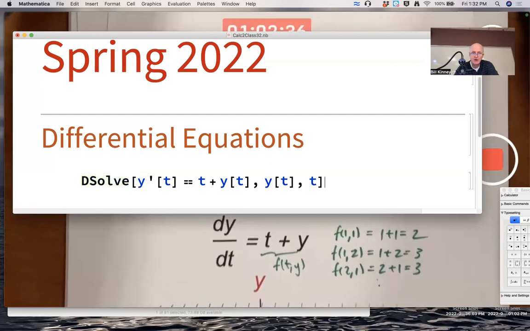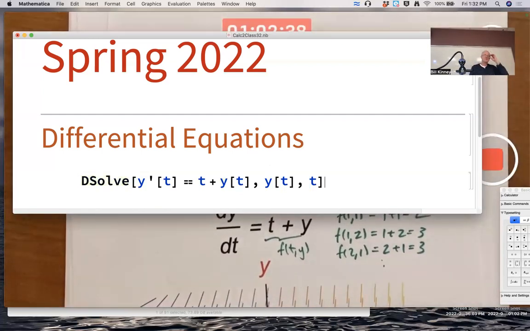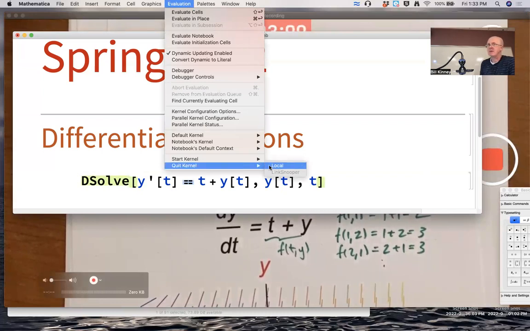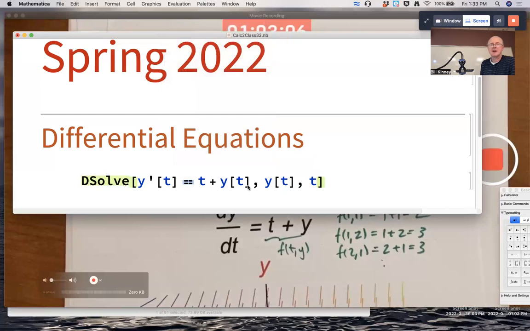Here's the syntax for trying to get Mathematica to solve it. Remember, you've got to use double equal signs when solving equations in Mathematica. Using a single equal sign will mess things up. Don't do it. If you accidentally do it, you're going to have to clear the memory, clear the kernel. Evaluation, quit kernel to clear the memory because you've messed things up. Use double equal signs when solving equations.